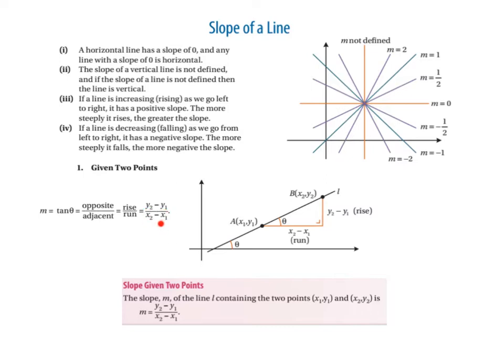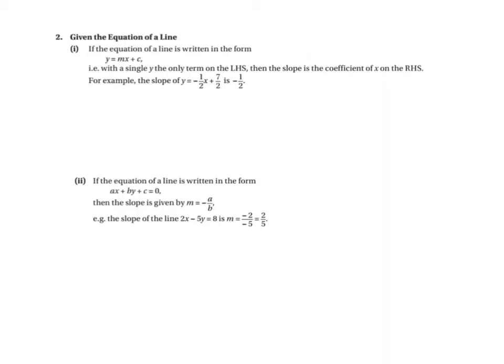So if we've got two coordinates, for example here we've got x1, y1, x2, y2, then we can work out the gradient or the slope by doing y2 minus y1 all over x2 minus x1. It is essentially Pythagoras. Right, let's move on.